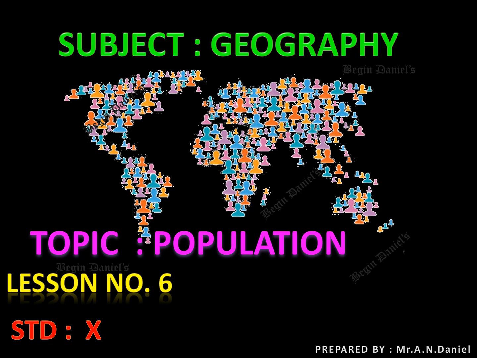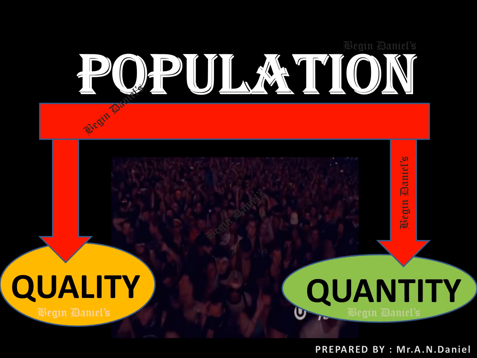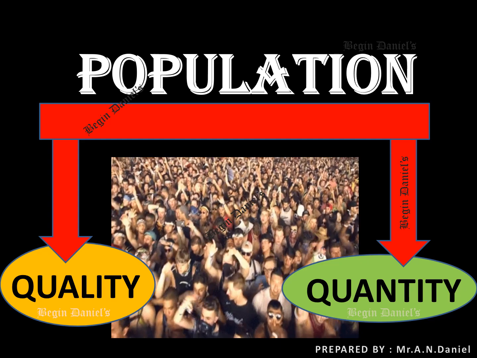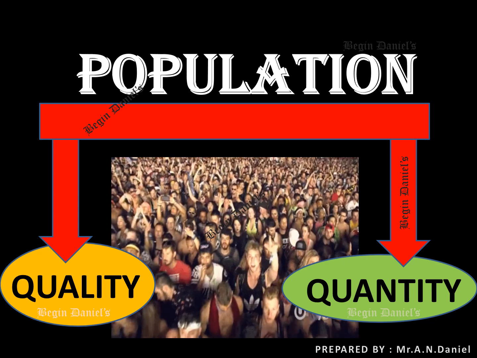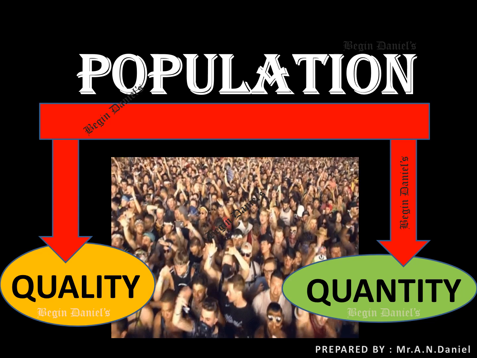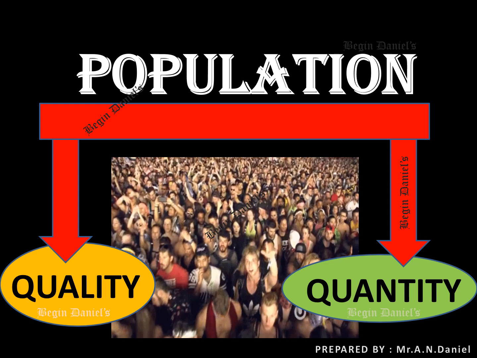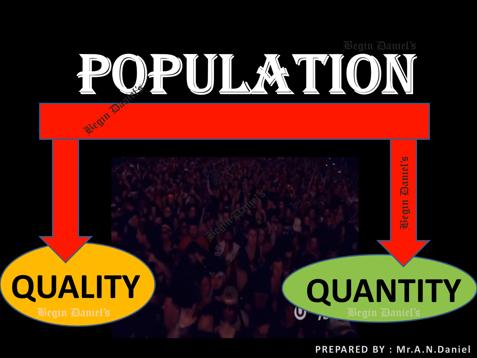Today we are going to discuss the 10th standard geography lesson topic, population, lesson number 6 in the textbook. Population is the study about human beings. It is described as a resource. Why is population described as a resource? Because without the interference of population, no materials will attain the status of a mineral. So population is considered to be the main resource.